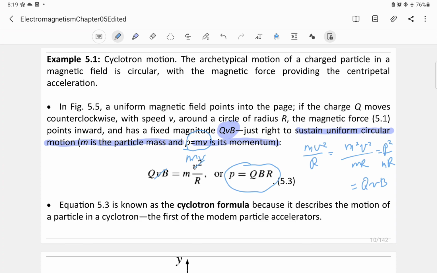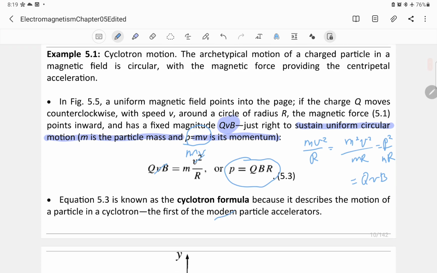And this is what we call the cyclotron formula. It describes the motion of a particle in a cyclotron. This is a modern particle accelerator.